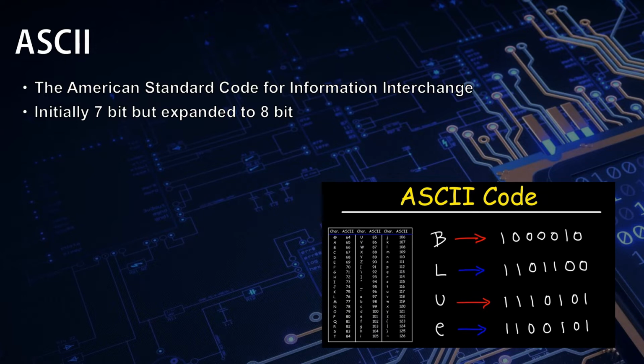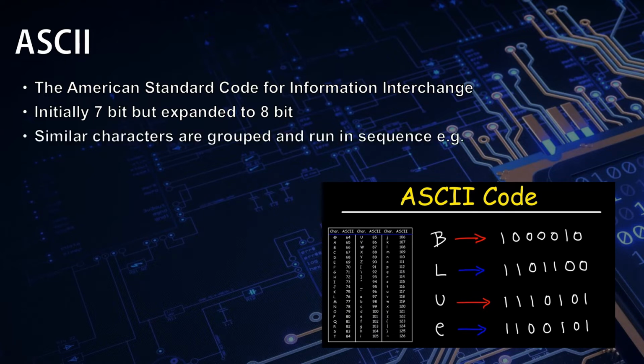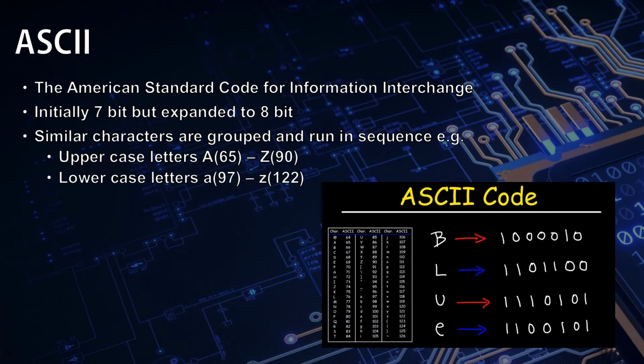You should also be aware that in ASCII, similar characters are grouped and run in sequence. For instance, uppercase letters start at capital A at 65, and run through to Z at 90. Lowercase letters start at lowercase a at 97 and run through to z at 122. Digits start at 0, which is 48, and run through to 9, which is 57. If you compare whether one letter is greater than or less than another letter, it will actually compare their ASCII values to work out whether or not that is true or false.